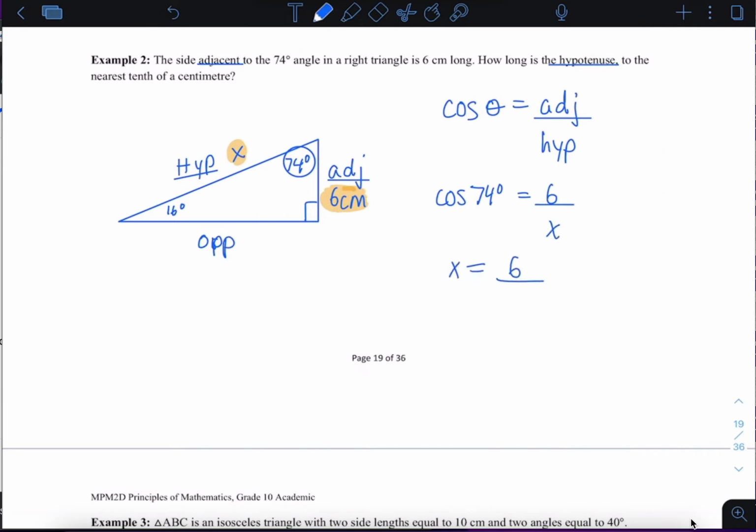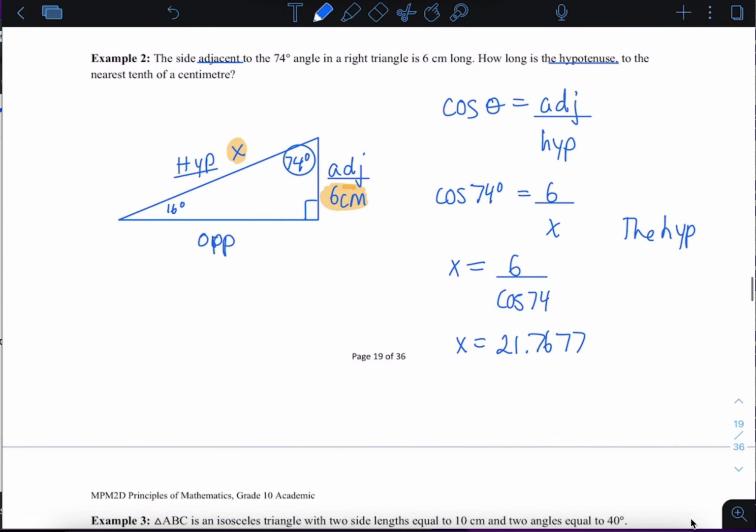X equals 6 over cos 74. X is 21.7677. My answer to the nearest tenth: the hypotenuse is 21.8 centimeters long. All right.